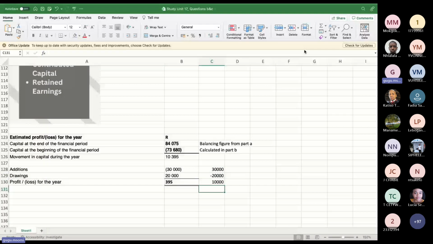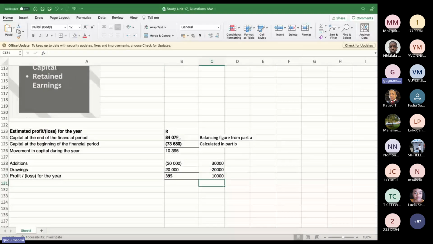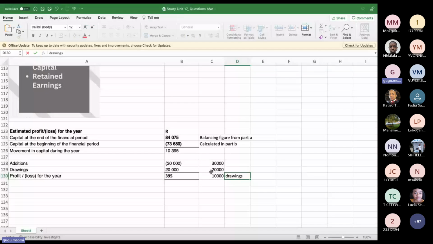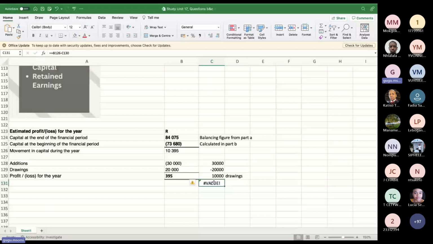So what we're saying is, we know that for the year the movement from the end of 2004 to 2005 was 10,395, and of that, 10,000 was money coming in and out. So of this 10,395, 10,000 of it is purely drawings. It's not profit and loss. It's money movement. So it's the 10,395 that we know is the full movement for the year, minus the drawings movement of 10,000. The profit for the year is only 395. And that's your answer for part C.